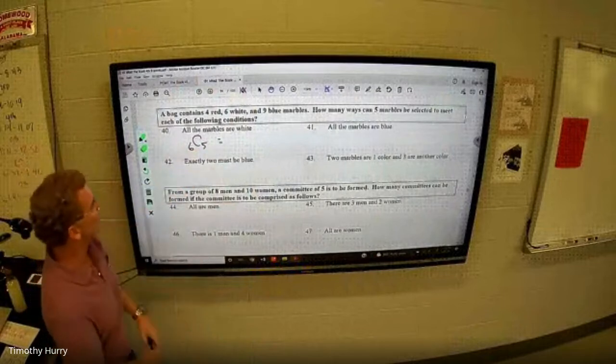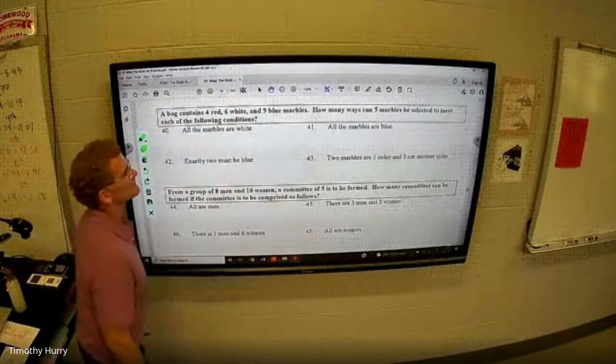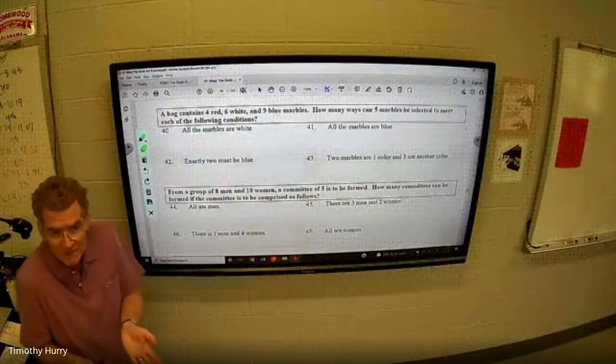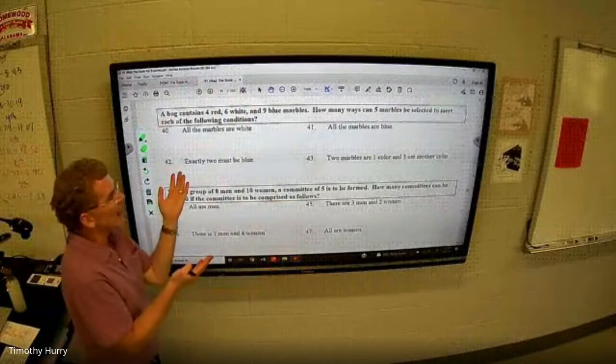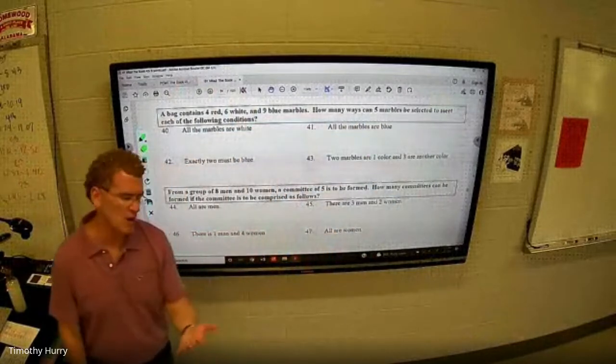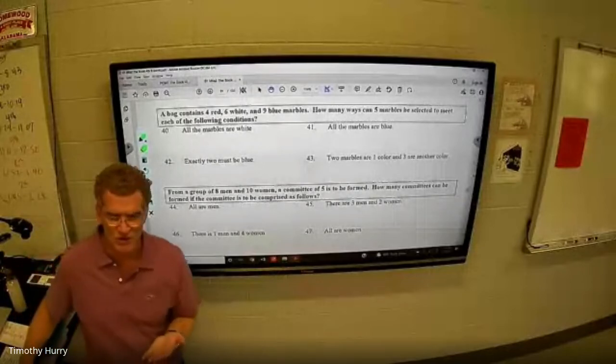What about if they're all blue? You're picking them all from which ones? The 9 blue ones, so 9C5. Order doesn't matter, right? I don't pick these up and go, oh man, I got these 5 blue marbles in the wrong order.